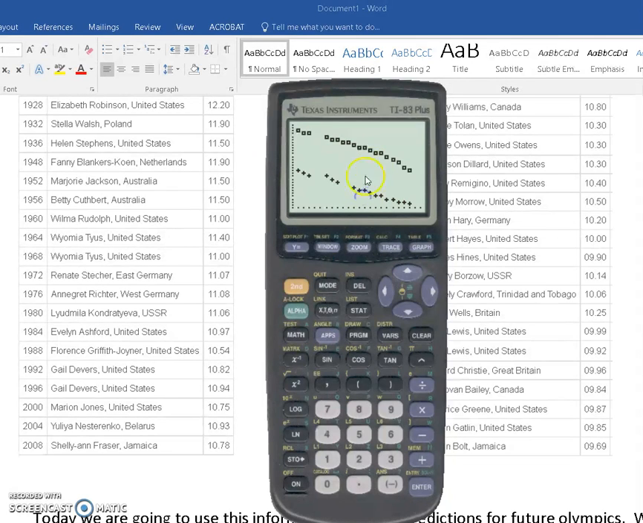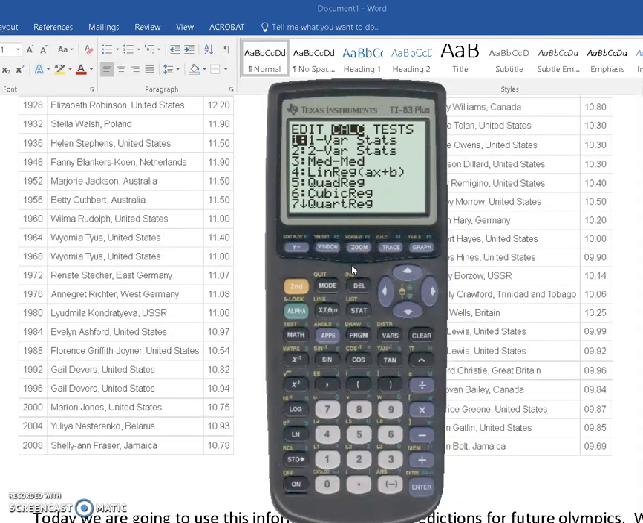So to come up with a line of best fit for the girls, for the women's times, we're going to go back to the stat button. We're going to go over to calculate this time. We're going to calculate a linear regression line, which is number 4. So I'm going to press enter there. And I could just press enter and it would default to the list 1 and list 2 data that I have in my calculator. But the calculator now wants to know where it is going to get its information from.